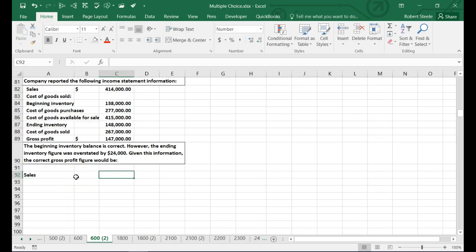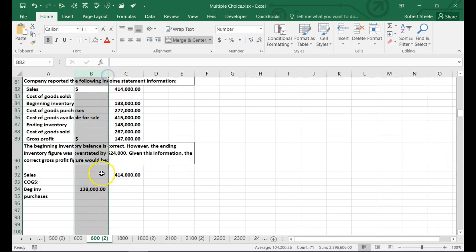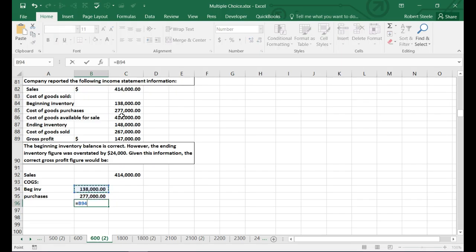I'm going to just say sales is 141,000. We know the cost of goods sold calculation is going to include the beginning inventory. I'm just going to say beginning inventory 138,000 plus the purchases. So I'm just pulling these numbers down, and they're telling us that these numbers were correct. Make this a bit larger so we can see that. So the purchases then is just this number, 277,000. Therefore, the cost available, this plus this.